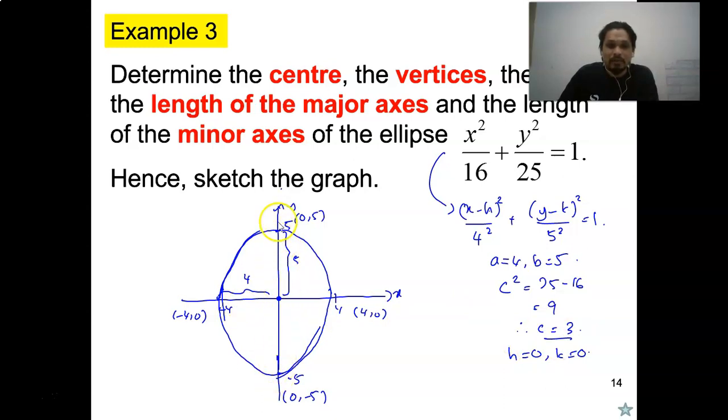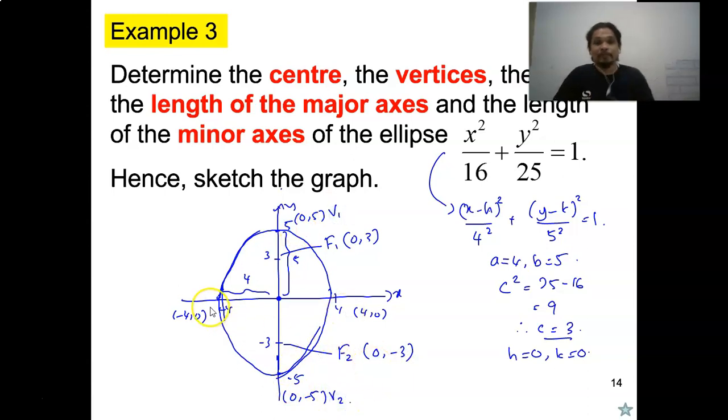Major now is the whole vertical. So here is 3 and also negative 3. So then F1, which is x equal to 0, y equal to 3, and here is F2, 0 and negative 3. So this is V1 and this is V2, V3 and V4.